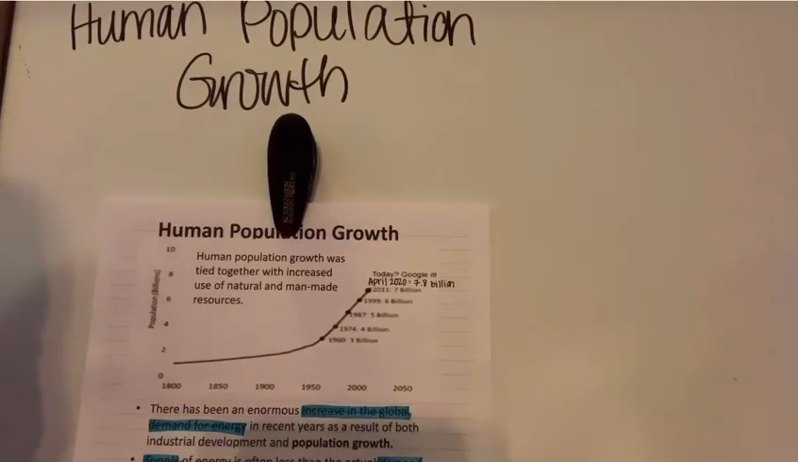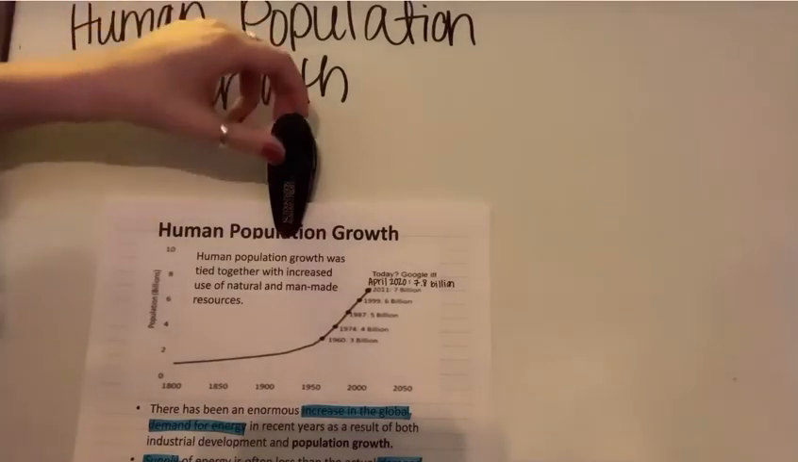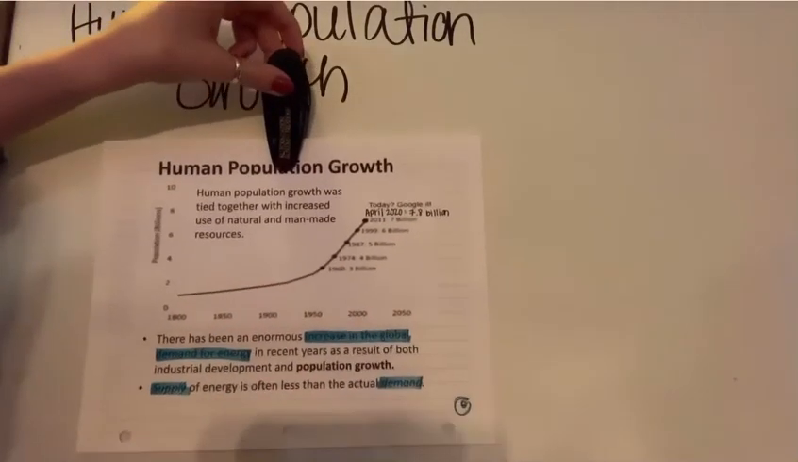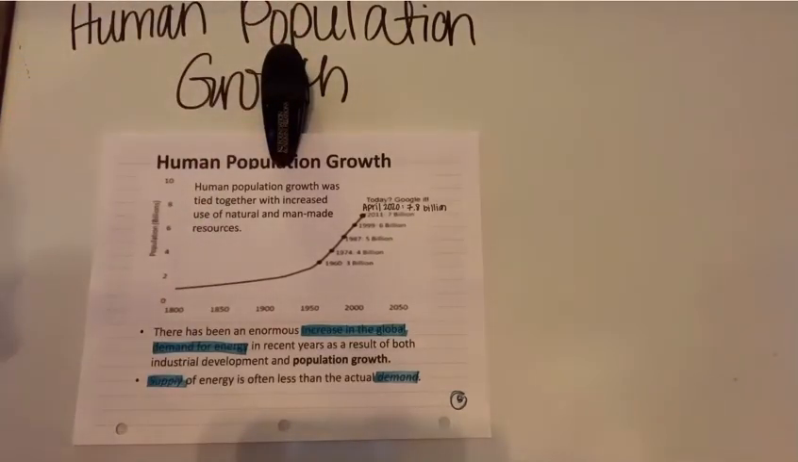Okay, so now we're going to look at human population growth, and you'll see how the Industrial Revolution tied in with all of that. We have a chart here, and it says that human population growth was tied together with increased use of natural and man-made resources. Remember how I said that during the Industrial Revolution, they experienced a time where they had a lot of resources available to them?